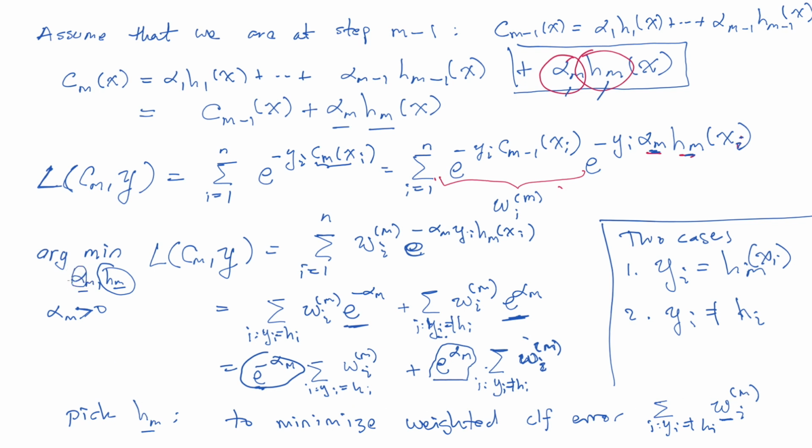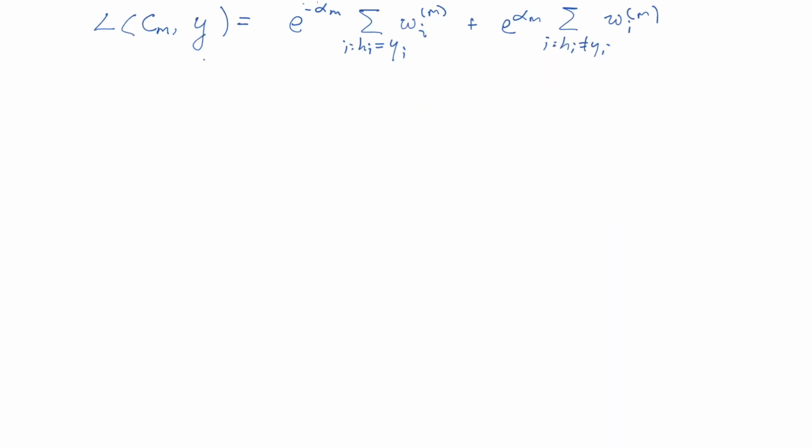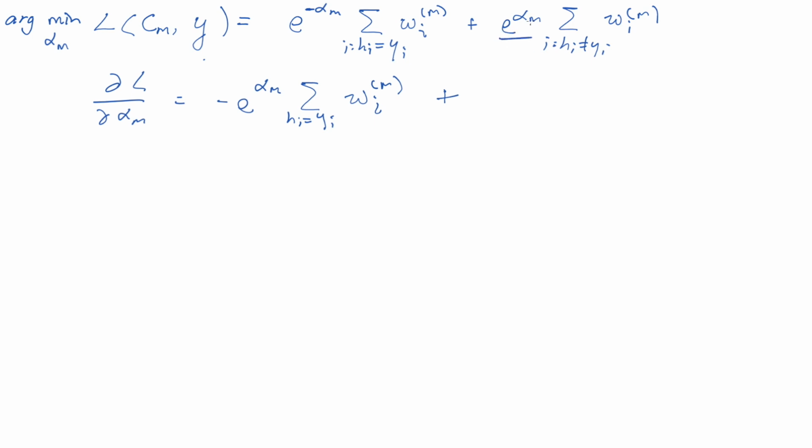The second part is how do you pick alpha m. Let's rewrite this loss function here. We want to do arg min over alpha m. Well, we just use calculus, right? Let's just differentiate the loss function with respect to alpha m. From the first exponential, we'll just get a negative e to the power of alpha m times the sum over i where hi equals yi. And then from the second one, differentiating this exponential just gives us itself, times the sum over i such that hi is not equal to yi. Then to minimize, we make it equal to 0, and we try to solve for alpha m.